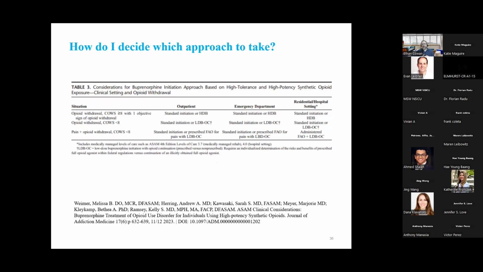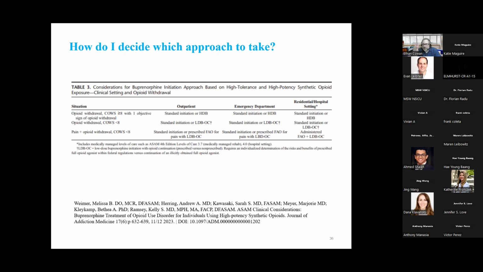Now, the question is, how do you choose? Which one of these things should I choose? Should I choose high dose? Should I choose standard dose? Should I choose low dose? And I wish there was really a simple answer about what's the best one. But unfortunately, it depends on the circumstances.